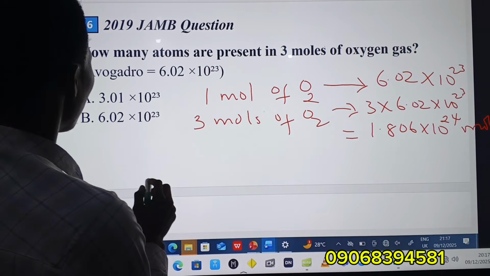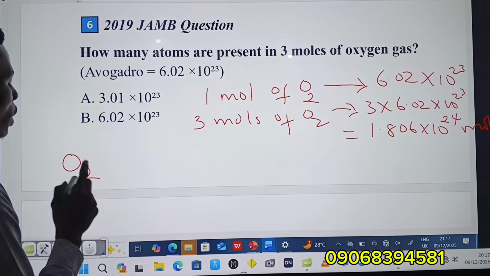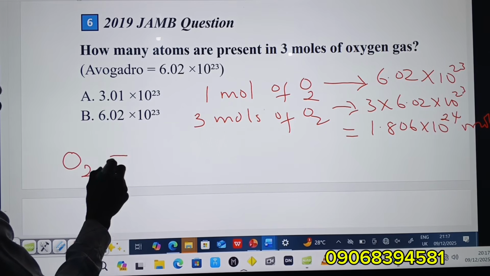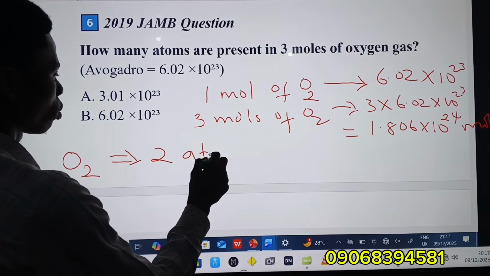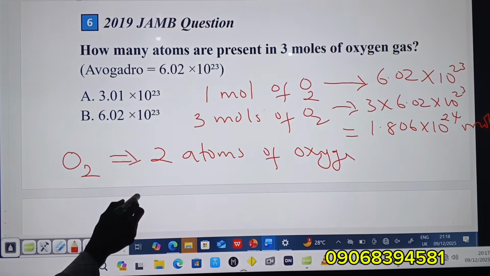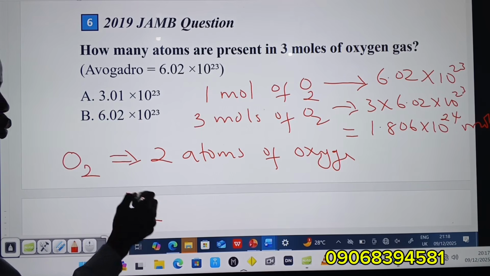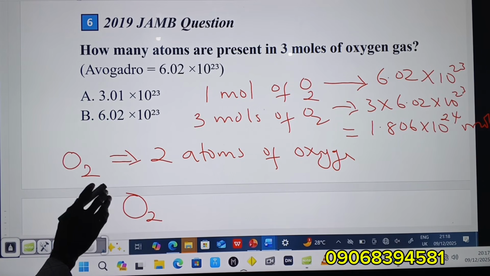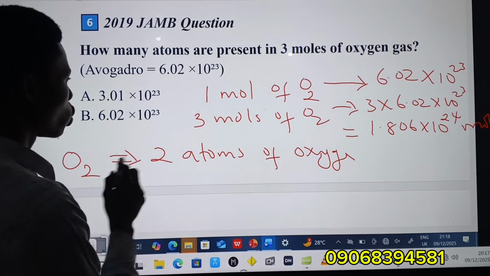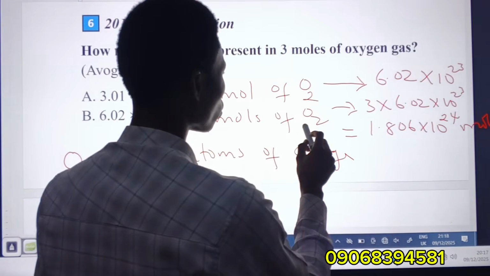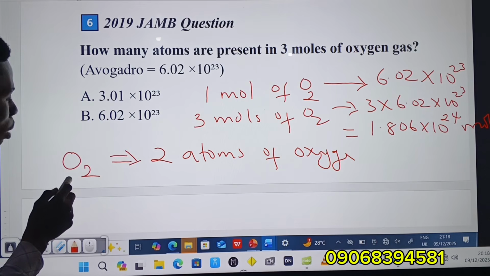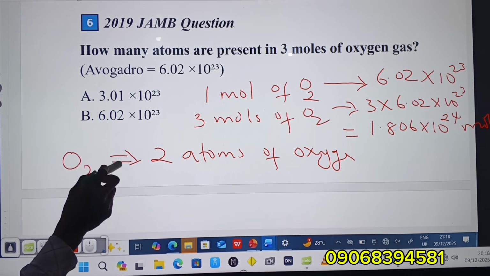One thing you should know is that O2 is a molecule of oxygen, but what you were asked is atoms. O2 contains 2 atoms of oxygen, because oxygen atom is just like this. So when you put it like this, it means 2 atoms of oxygen give you 1 molecule, right? 3 moles of this is giving us this. We already know that 2 atoms make 1 molecule of oxygen, right? So how do we get the number of atoms?